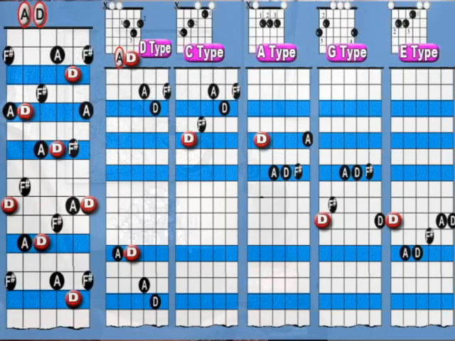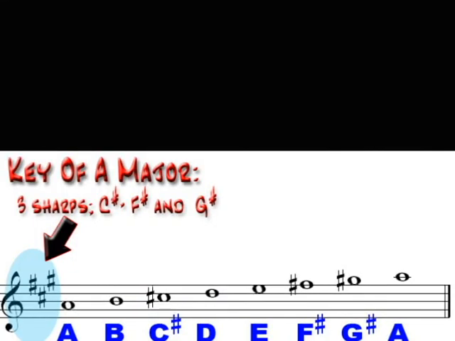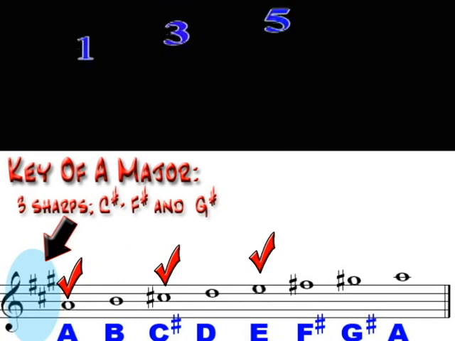Next, I want to examine the key of A. So of course we will take a look at the A major scale and review and remind ourselves of the formula and the spelling for an A major chord. The formula is 1, 3, 5, the 1st, 3rd, and 5th notes of the major scale. The spelling is A, C sharp, and E.